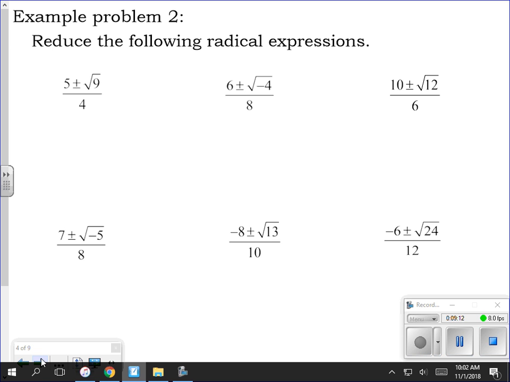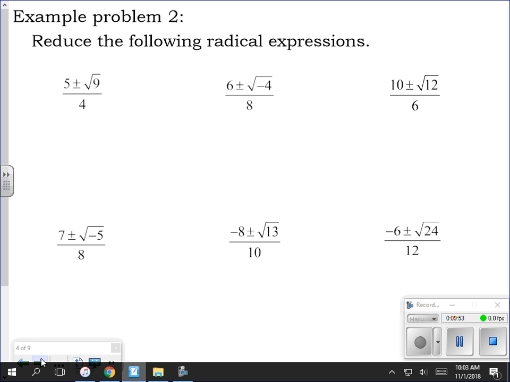Okay, next part. Reduce the following radical expressions. I am sure that you probably remember what quadratic formula answers look like. This. And you need to practice reducing them. One of the more common errors is not reducing and then reducing incorrectly. So, for my first step, simplify the radical if at all possible. If it's at all possible, you simplify out the radical portion. That's your first step.